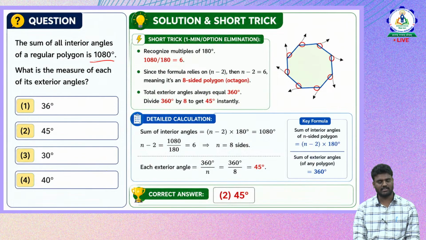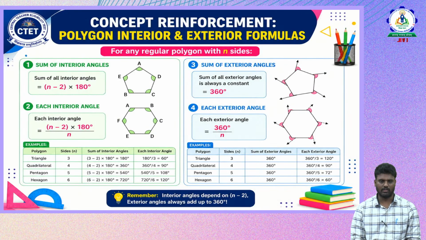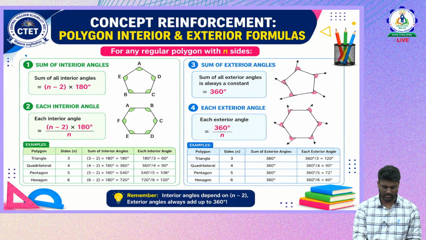The options are given like this. Option 1 is 36 degrees. Option 2 is 45 degrees. Option 3 is 30 degrees. Option 4 is 40 degrees. Now let us try to remember what a polygon is. A polygon is a closed figure where each side is equal. It is formed by at least three or more line segments.